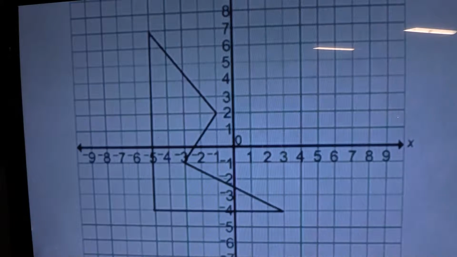Okay, here is an example of a problem where we have a composite shape, meaning it's made up of smaller polygons. We're going to try to figure out the total area. Now, if I were a 6th grade student, the easiest way to divide this one up is to make it into 2 triangles. So that's what I'm going to do.